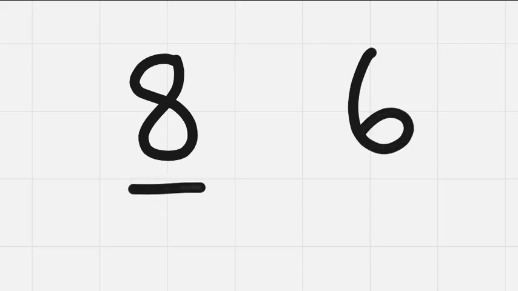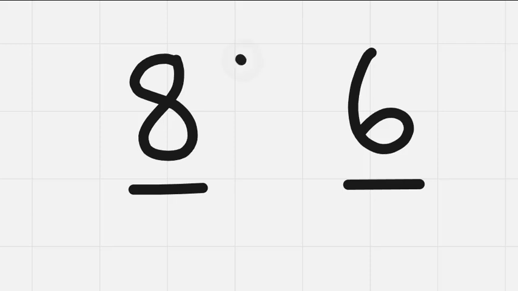When we compare numbers, we are telling which number is bigger, or which number is greater than the other one. It is easy if they have the same number of digits. If you look at 8, 8 has one digit. If you look at 6, 6 has one digit. Which one of these is bigger? 8 is bigger. So we will draw the greater than sign.